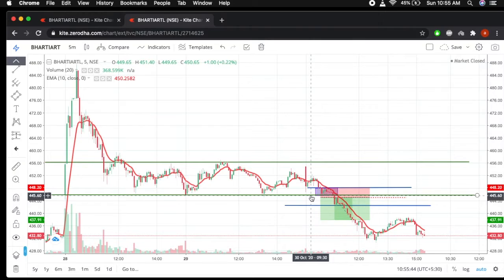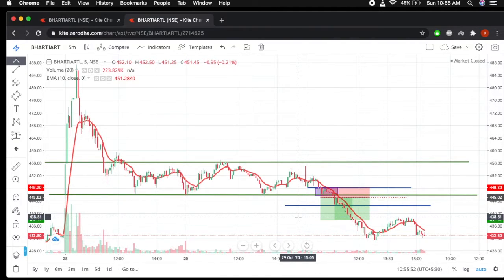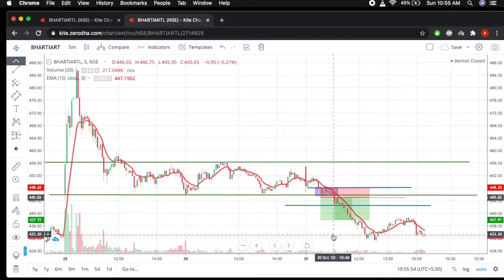The second thing I was looking for is whether there is any volume supporting the breakout. That was the second reason I was looking for, and there was volume supporting. There was huge selling pressure on Bharti Airtel at that particular point, which was just past 10:45. That was the second thing.